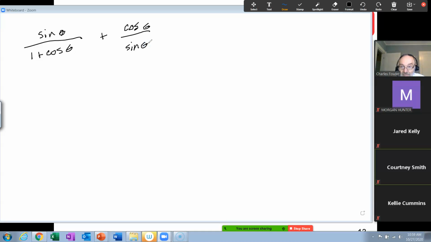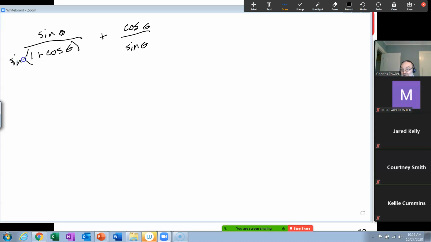All right, now remember my earlier suggestion, get everything in terms of sines and cosines. It's already everything in terms of sine and cosine. So what do we do with this? Well, you can't add fractional forms unless you have a least common denominator, right? So what is the least common denominator between 1 plus cosine theta and sine theta? Well, it's the product of the two. So basically what you have to do here is multiply this by sine theta.